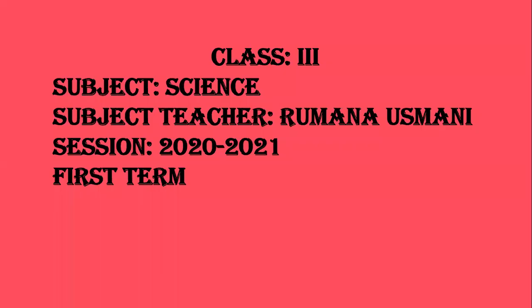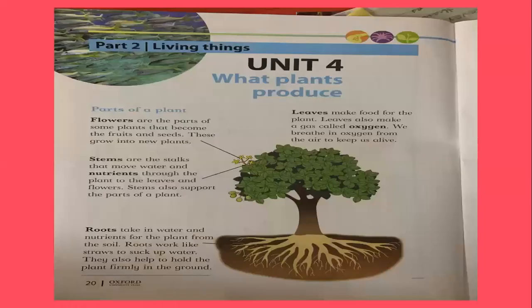Children, this is our science class. In the previous lecture, we started Unit 4 and I explained to you what plants produce and about the different parts of plants. I told you about the importance of plants and what plants are.